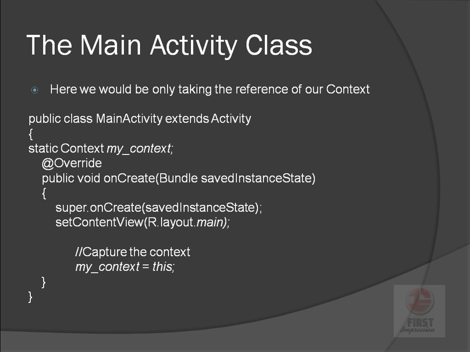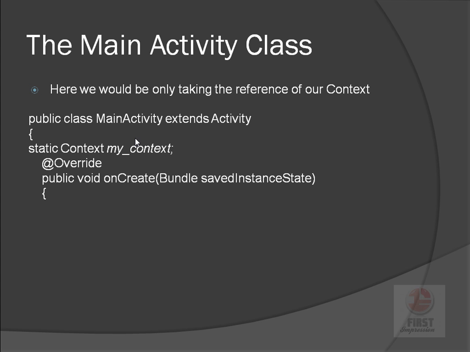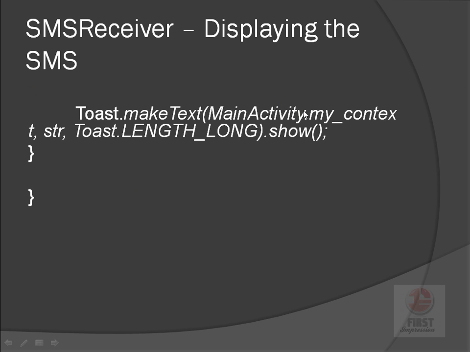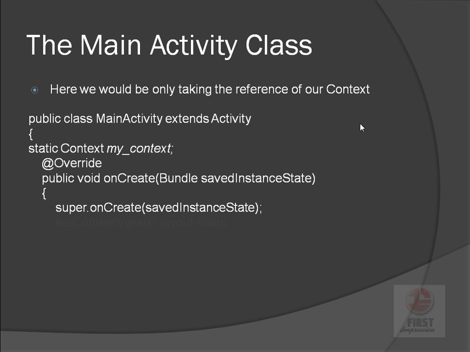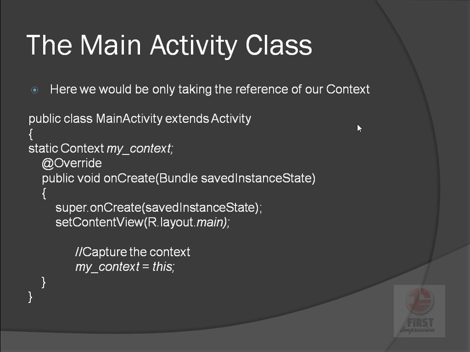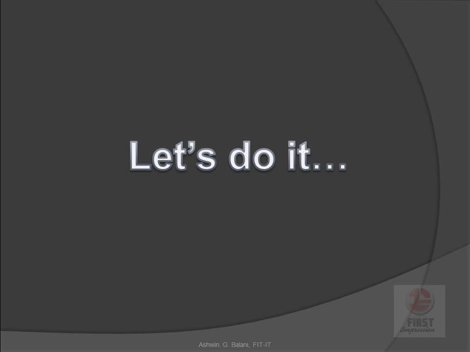By doing this, we are initializing the variable myContext, and this variable myContext is used when we are displaying the toast over here. As you can see, the myContext variable is used when we are displaying the toast, and MainActivity is the class name, which is our main activity's class. Dot myContext is the name of the static variable inside the main activity class, which is the context of our application. I hope we are clear with this. With this knowledge, let's do it and check out if we can receive the incoming SMS.